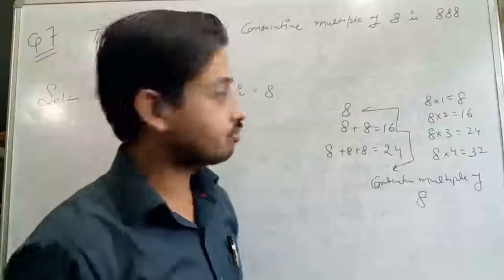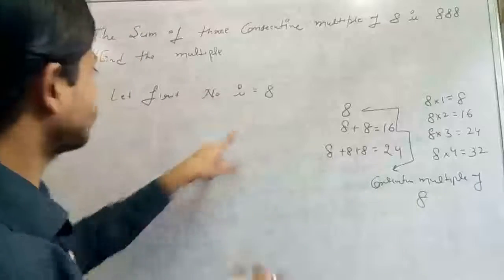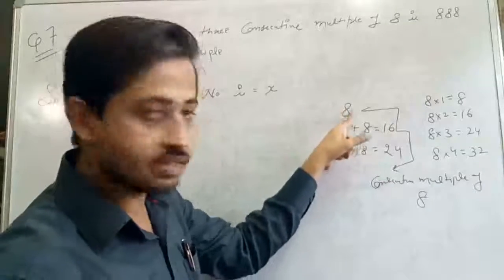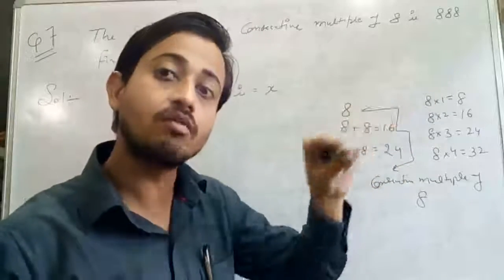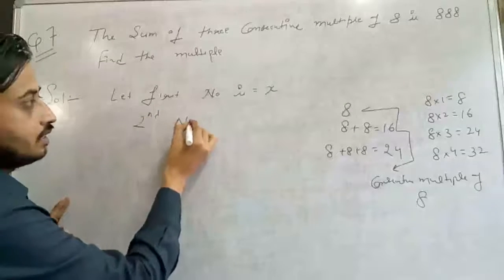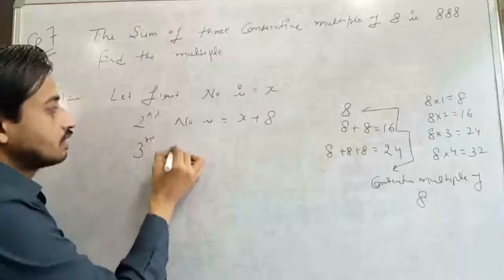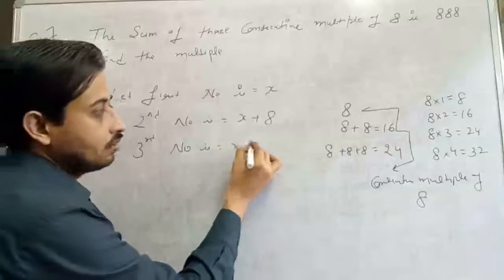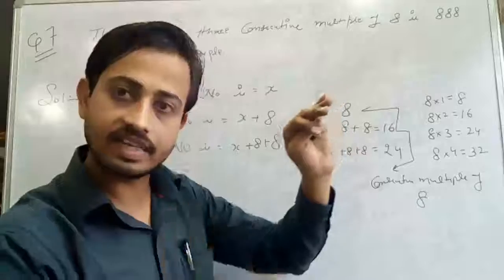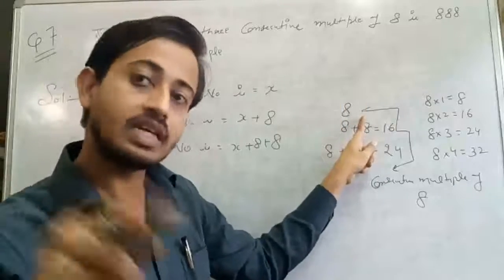But here we cannot start from 8, because the number may start from anywhere. So I have to take it starting from x. Then the next number will be, if I select 8, the next number is 8 plus 8, because we have to take multiples of 8. So we have to add 8. Our second number is x plus 8, and our third number, we have to add 8 again. I repeat, 8 ones are 8, 8 twos are 16, it means we have to add 8 to get the multiple of 8.